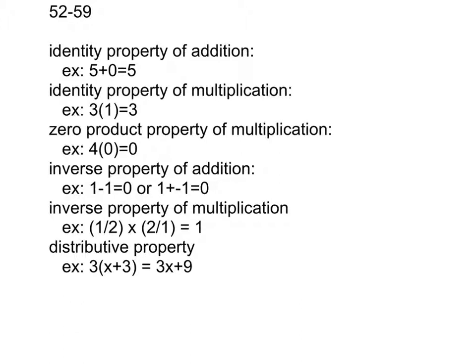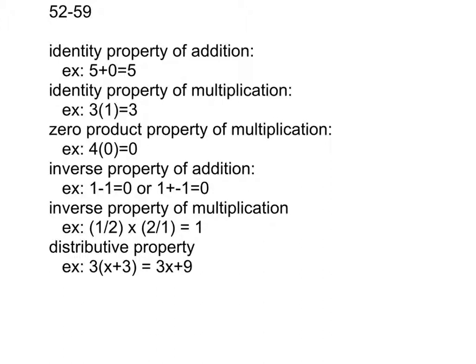Identity property of multiplication is just saying the same thing, but in multiplication terms, 3 times 1, that's the only number you can multiply it by to get 3 again, or the same number that you started with. Zero product property of multiplication, 4 times 0 is 0. Multiply any number by 0, you'll still get 0.